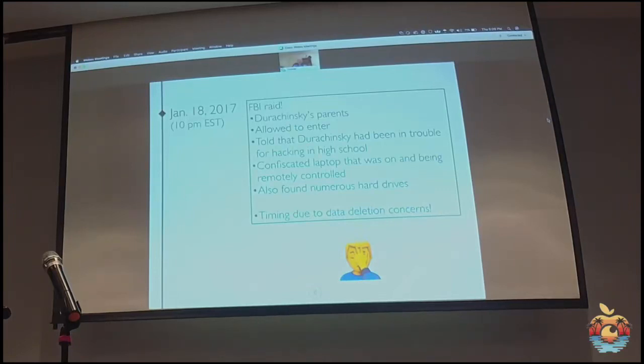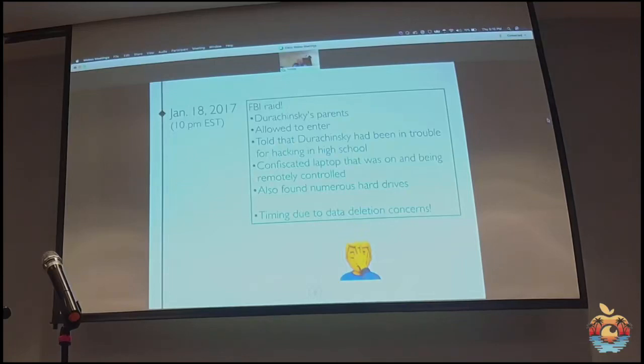The FBI asked if they could enter, and were allowed. They were invited in. Interestingly enough, Durachinsky's parents told the FBI that he'd been in trouble for hacking in high school. I'm not sure why they would say that to the FBI knocking and asking about their son. So that's an interesting little tidbit. Not sure that I entirely understand it.